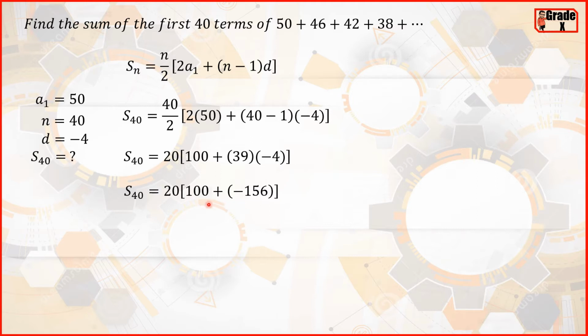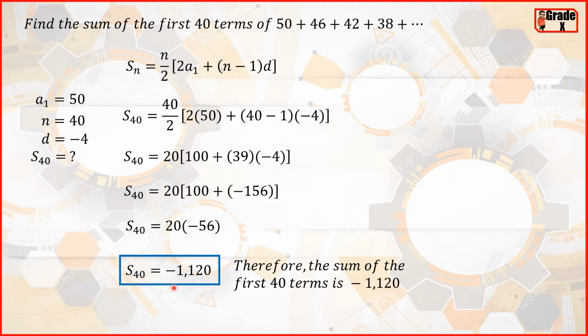Then 100 plus negative 156, that is negative 56. Then multiply 20 and negative 56, that is negative 1,120. Therefore, the sum of the first 40 terms is negative 1,120. Okay, let's have another example.